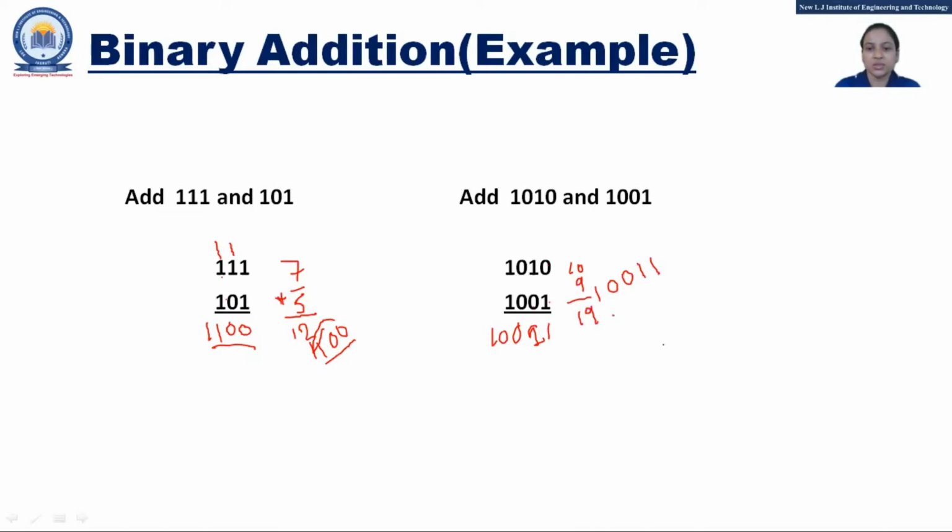How is this 19? 1 0 0 1 1. The place values are 1, 2, 4, 8, and 16. Taking the bits that are 1, we get 16 plus 2 plus 1. So the answer is 19. This is how binary addition is performed.